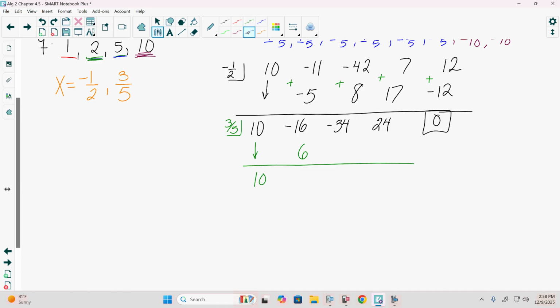As we have that, then we're going to add negative 16 plus 6 is negative 10. 3/5 times negative 10 is going to be negative 6. Negative 34 plus negative 6 is negative 40. 3/5 times negative 40 is negative 24. And 24 plus negative 24 is 0. Questions on this here?